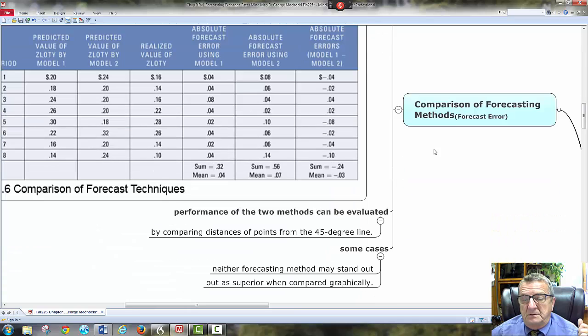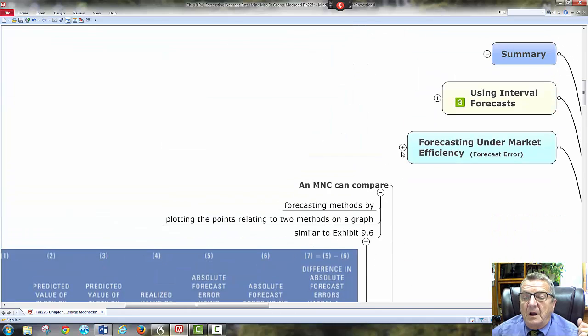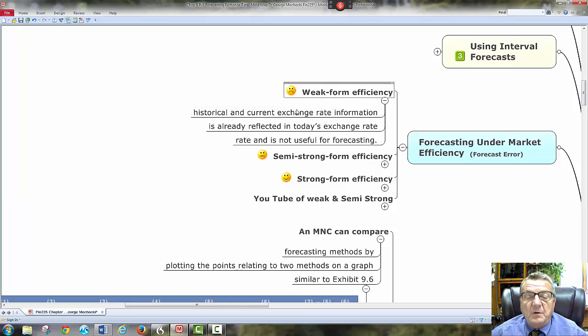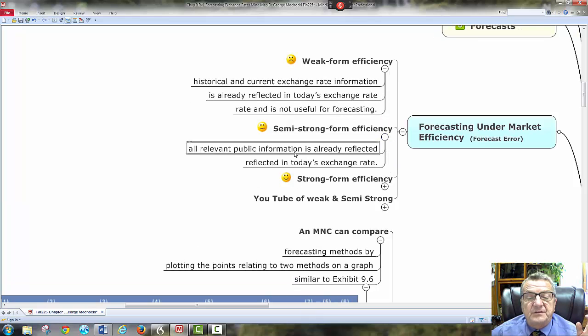Okay, so I got that one. Did I have that one? Okay, very good. All right, now, forecasting under market efficiency. Weak form efficiency. When I have weak form efficiency, historical and current exchange rate information is already reflected in today's exchange rate and is not useful for forecasting. So I don't know what number they did, but it's in there. It may not be useful because it's already adjusted, okay? Now, semi-strong form efficiency, all relevant public information is already reflected in today's exchange rate.